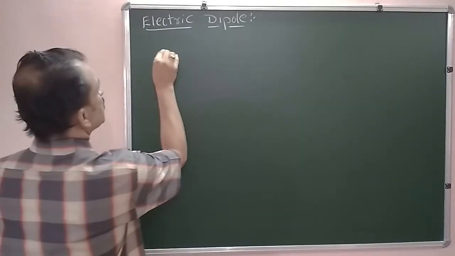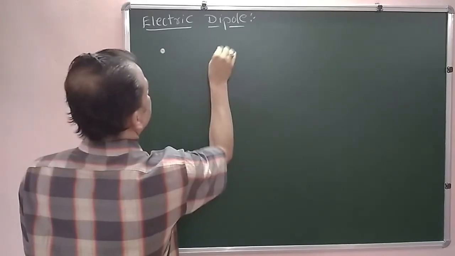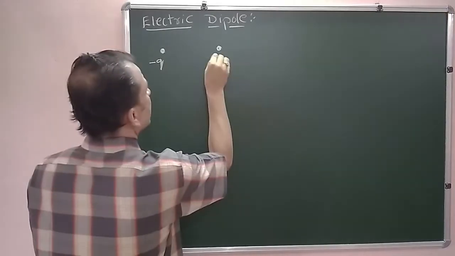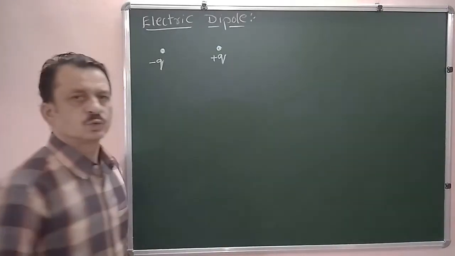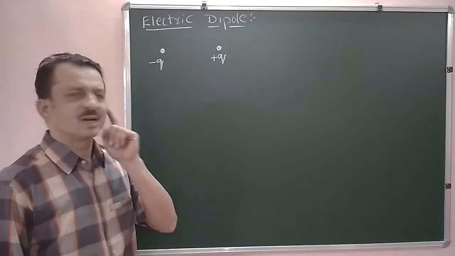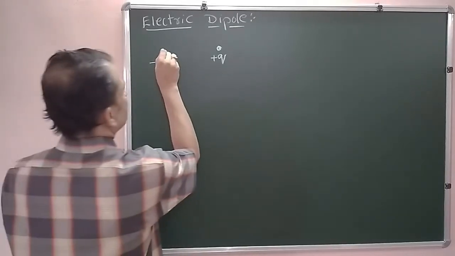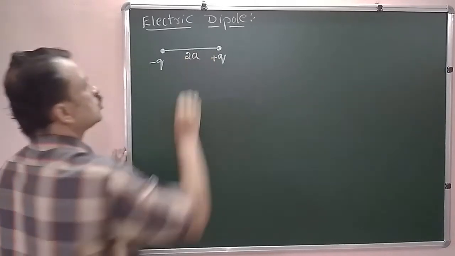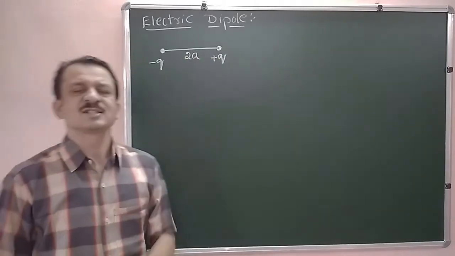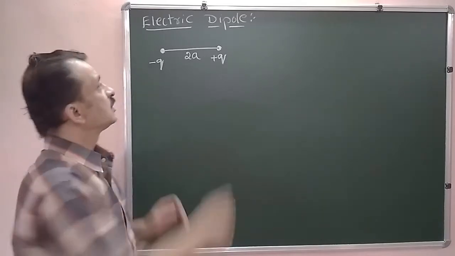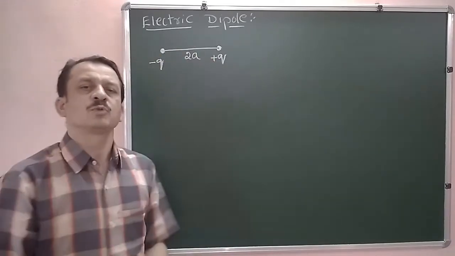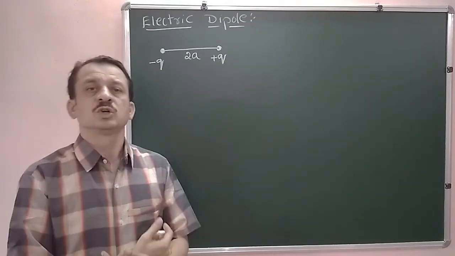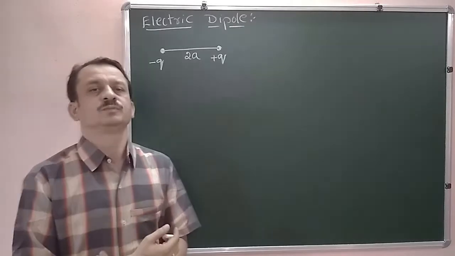Now consider here two charges. Here we have a negative charge, minus q, and here we have a positive charge, plus q. Now these are a pair of equal and opposite charges, separated by a small distance. Let me take the distance as 2a. If 2a is the distance of separation between those two charges, this system of a pair of equal and opposite charges separated by a small distance constitutes an electric dipole.